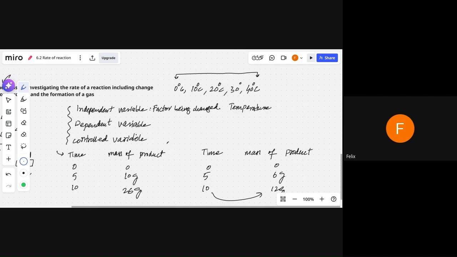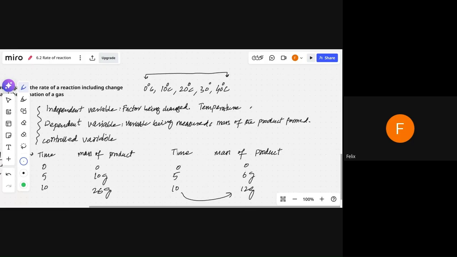And now what is a dependent variable? The dependent variable is the variable being measured. In this case, it's the mass of the product formed, or the product may be a gas, so the volume of the gas produced. It depends on what the state of the product is, right? So now we are observing what happens to the mass of the product over time as temperature increases. That is our dependent variable.